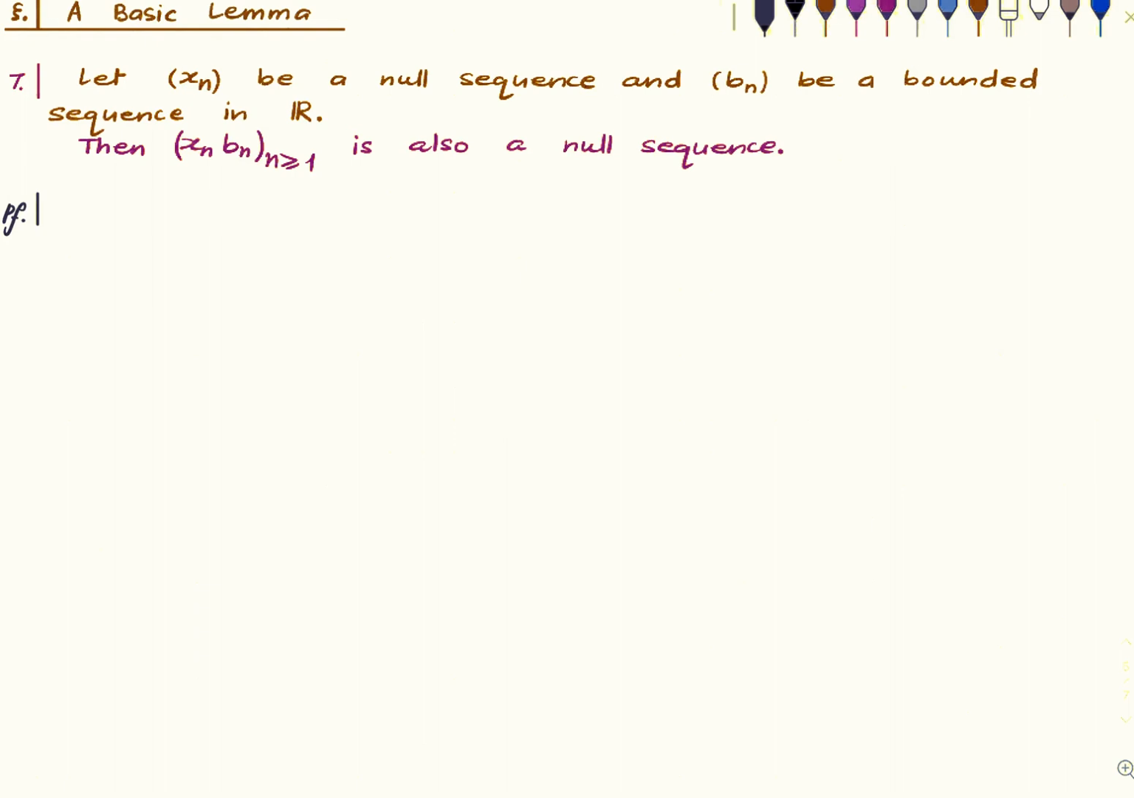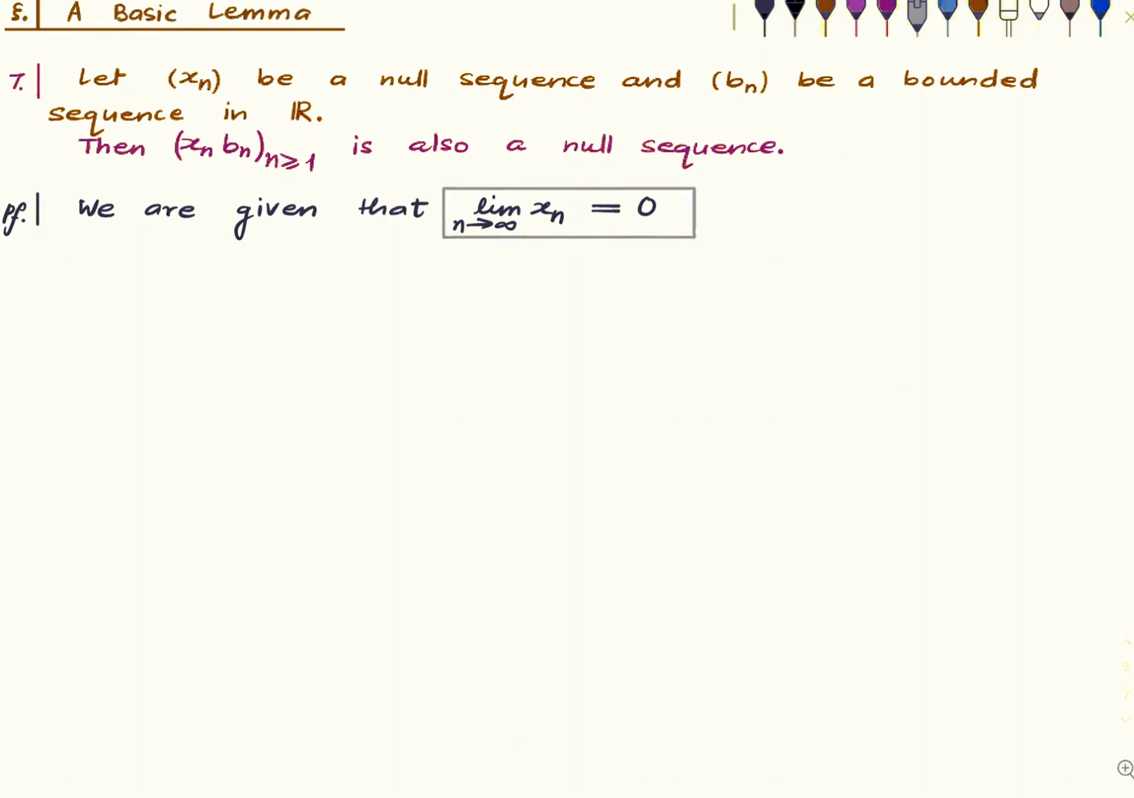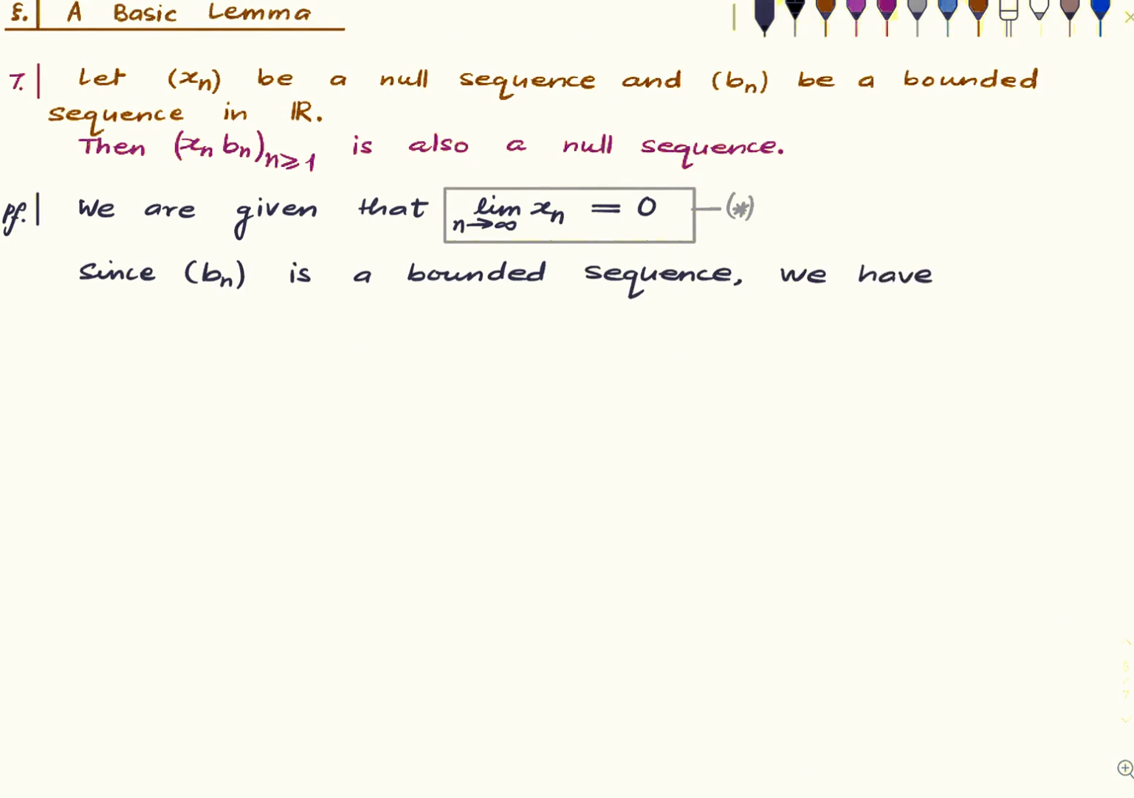So again, what we are given is that xn is a null sequence, which means this. So let's box it, call it star. All right. Now, since bn is a bounded sequence, there exists a positive real number capital K such that the absolute value of bn is at most K for all n, right? Immediately from the definition of a bounded sequence.